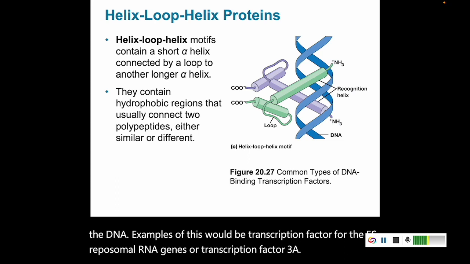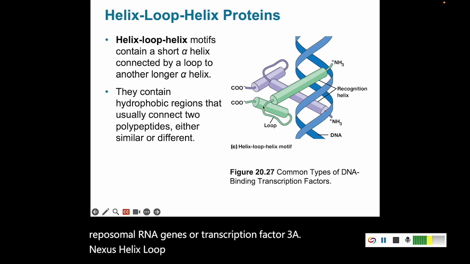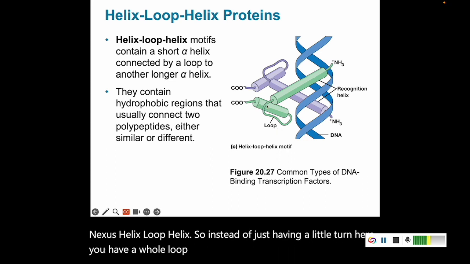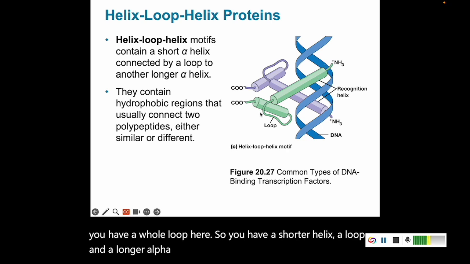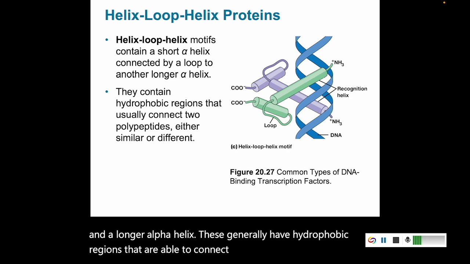Next is helix-loop-helix. So instead of just having a little turn here, you have a whole loop here. So you have a shorter helix, a loop, and a longer alpha helix. These generally have hydrophobic regions that are able to connect to polypeptides, which may be similar or different to each other.